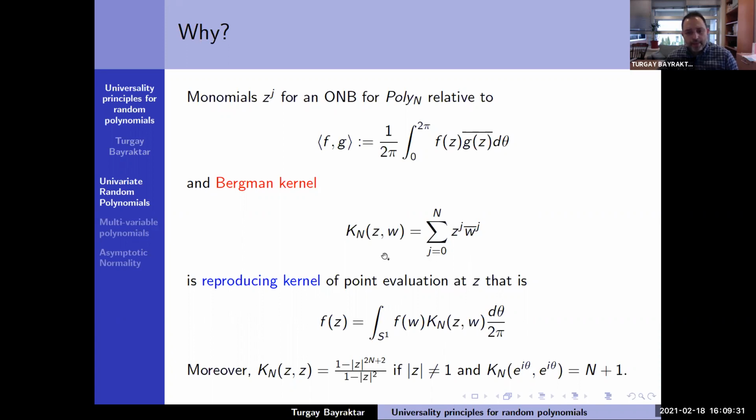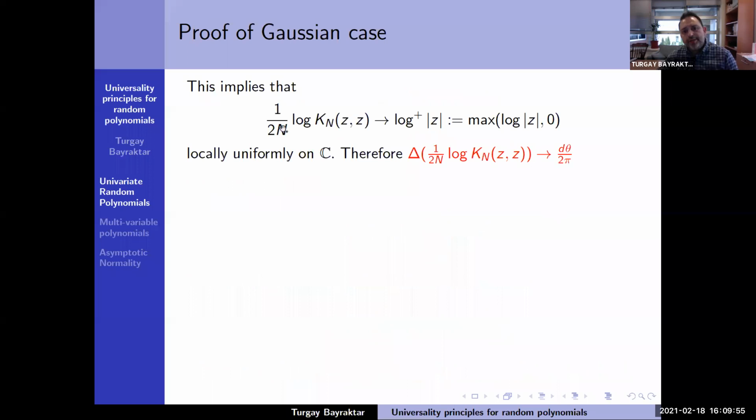Now, if you restrict the Bergman kernel to the diagonal, it's a geometric series, and you know how to write this in terms of the geometric series. As long as |z| is not equal to 1, you have this. If |z| is equal to 1, you just add 1 plus 1, n times, so you get this. Now, if you look at this expression, the log of the Bergman kernel divided by 2n, you will see that this has been known.